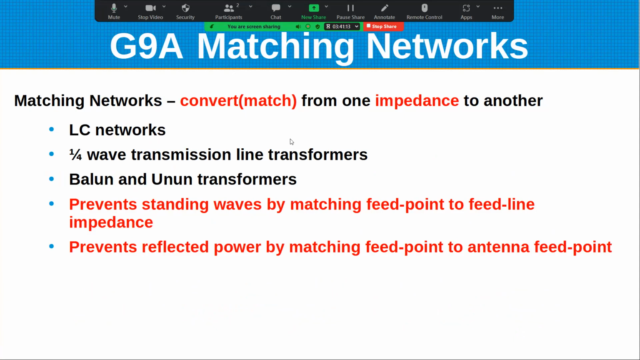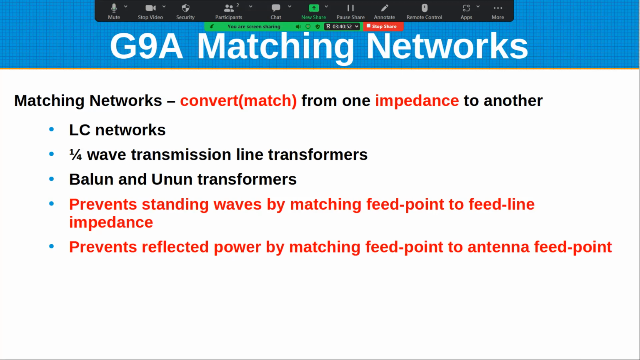So how do you get around it? You use a matching network. And there's basically three things. You can put an LC network in, and most of these things that are sold as antenna tuners, or the ones that are embedded in the radio, are just an LC network.